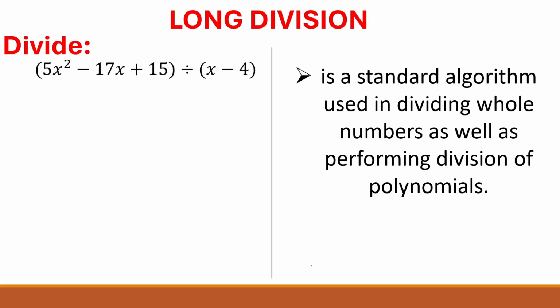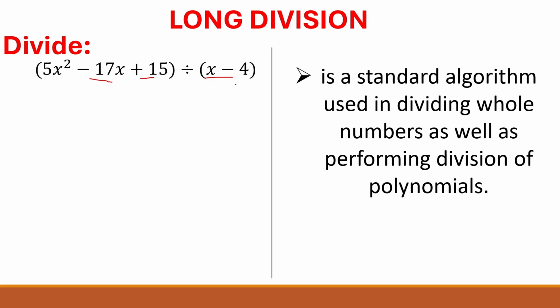We have 5x squared minus 17x plus 15 divided by x minus 4. The first thing to remember is that our polynomial expression must be in standard form and must have no missing term. So we have the dividend 5x squared minus 17x plus 15. It is already in standard form and has no missing term. So you have exponents 2, 1, 0. Its terms are complete.